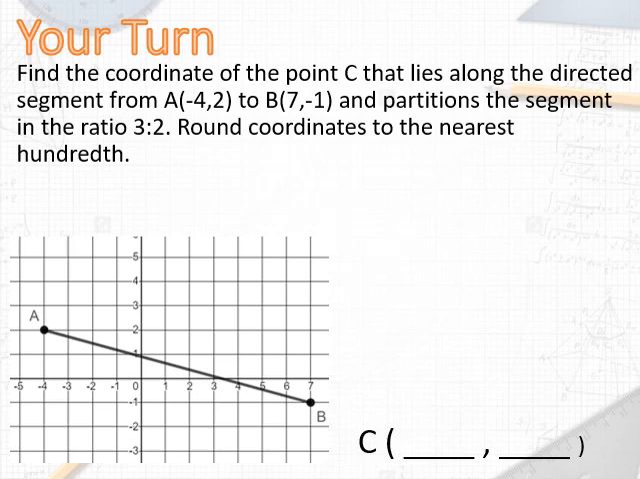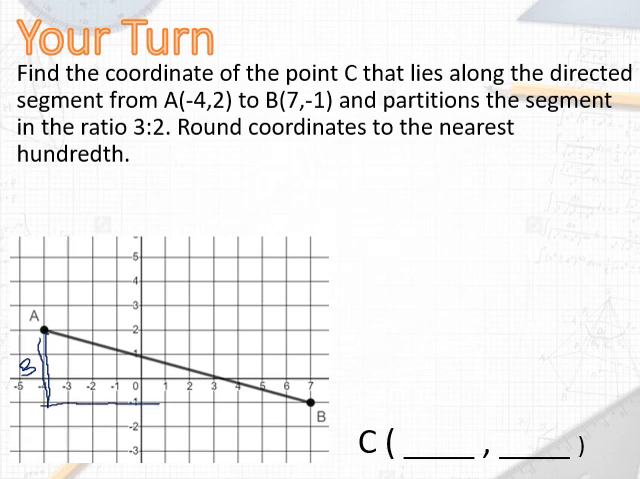All right, this one, a picture is given to you, so you have more options available to you. Ratio of 3 to 2 again. And you've got (-4, 2) and (7, 1). Pause the video, take a shot at it.